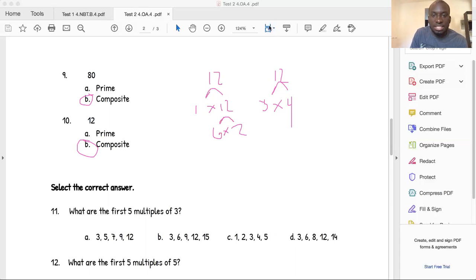Number 11 says, what are the first 5 multiples of 3? Multiples. A multiple, I want to give you the real 4th grade math terminology. So give me 1 second to pull up the definition of multiple, so you all can be very clear on multiple.